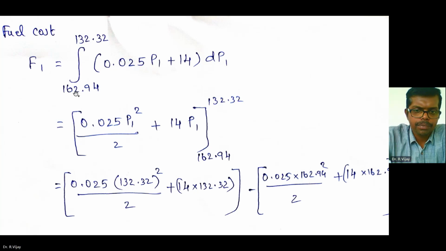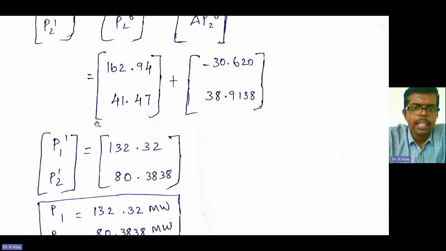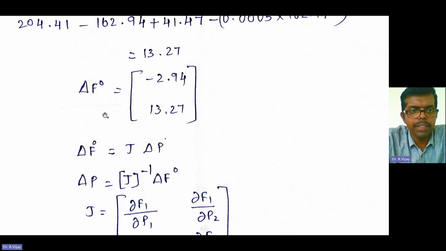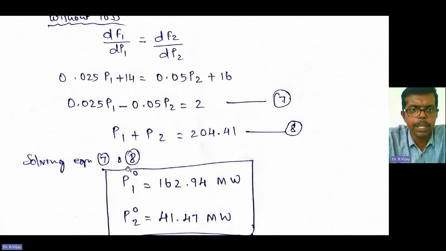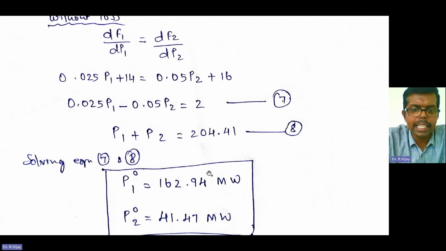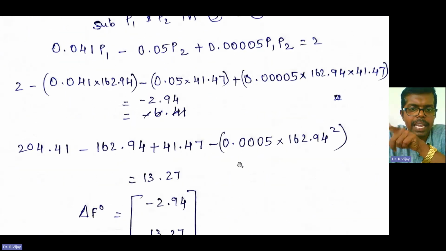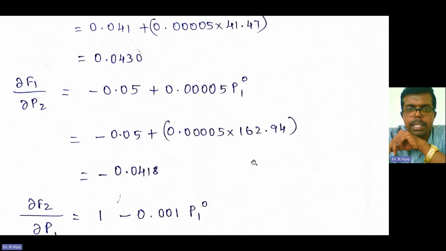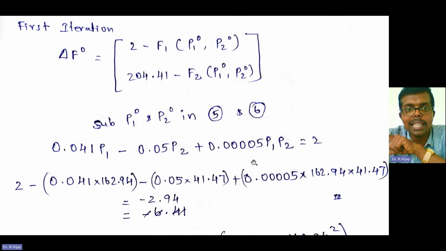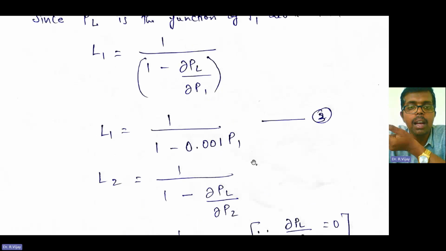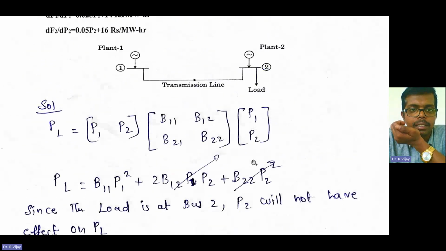Here you need to remember, this is for the lossless case. Without losses, we already calculated P1 naught and P2 naught. Without losses, we are taking them in the integration as the limits. Why? Because the problem asked us to calculate, for the lossy line versus without losses, what is the loss incurred.